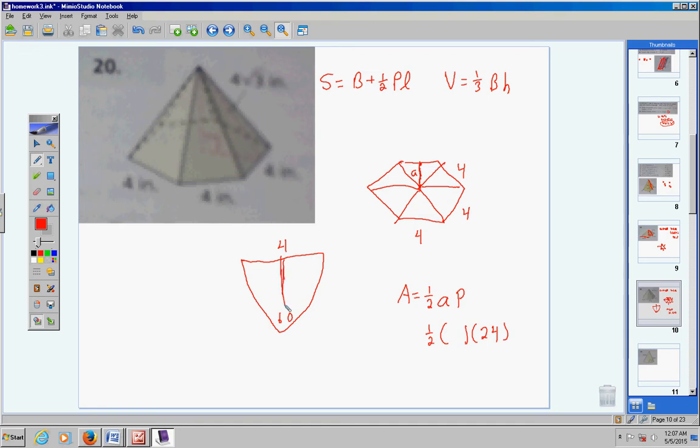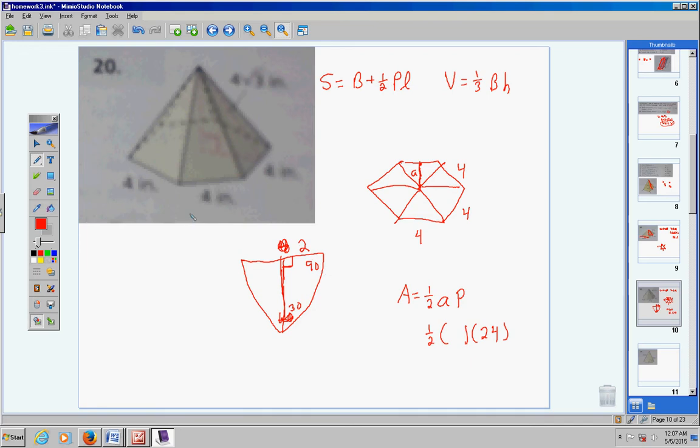We're going to drop a line straight down. It's going to cut this 60 in half. It's going to make this angle 30. This is a right angle here. So if this is 30 and this is 90, we know this has to be 60. Also, it cut the 4 in half. So this length right here is 2. Guys, I can find the apothem in a second.